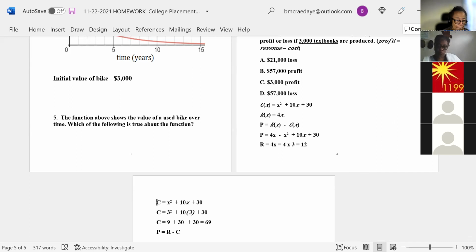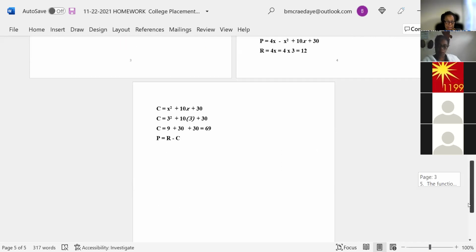So what's revenue equal to? The revenue is equal to 12. The cost is 69. So when we substitute, let's just substitute those values here. Revenue, that would be P. Revenue is 12 minus cost is 69. So what's 12 minus 69? What is it equal to?